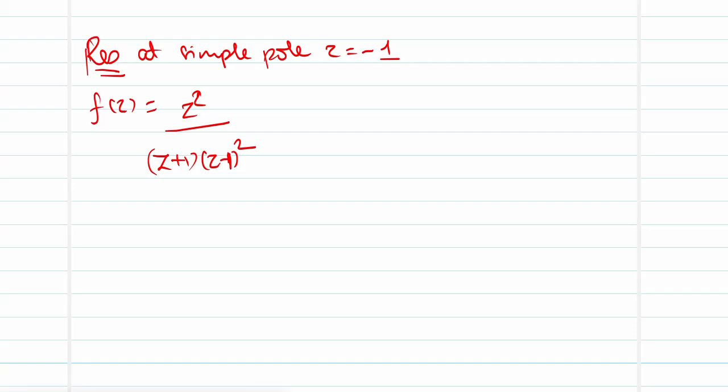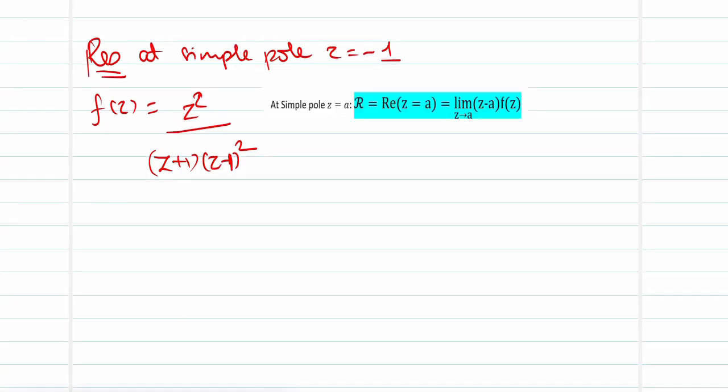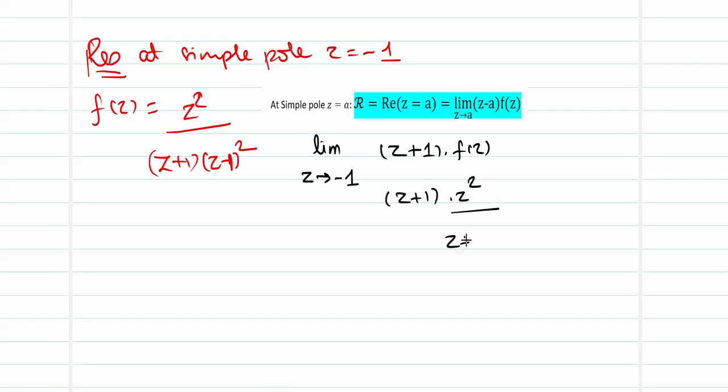At the simple pole, we have the value of the residue given by limit z tending to a, z minus a into f of z. So now we are estimating the residue with z tending to -1. So it is z minus of -1, which makes it z plus 1, into f of z. So this makes it z plus 1 into z square divided by z plus 1 into z minus 1 the whole square. Now allow your limit z tends to the value -1.